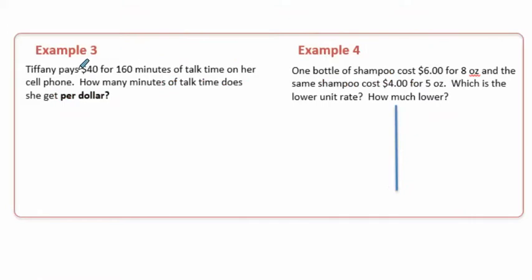All right, so why don't you go ahead and pause the video and do these two problems. Oh, after I just said that, this one says per dollar. So dollar is going to be on bottom, okay, after I just said that. This one, you've got two different examples. One bottle of shampoo costs this for 8 ounces. The other one costs this for 5 ounces. So which one is the lower price? In this case, you're going to have to do two separate ones and then compare their unit rate. Okay, so go ahead and pause the video and come back when you have your answer.